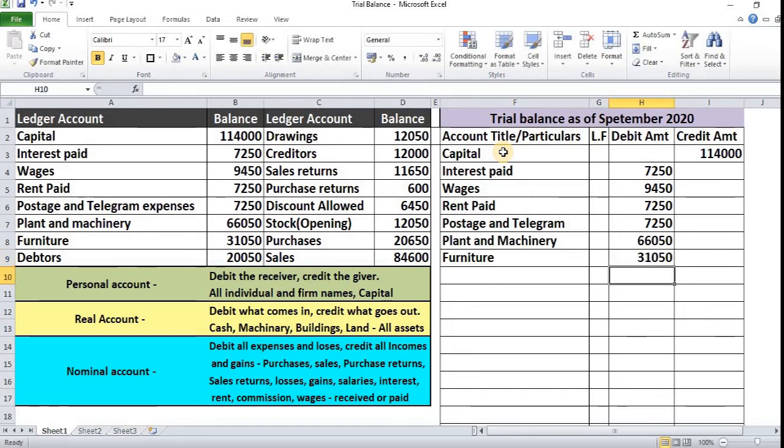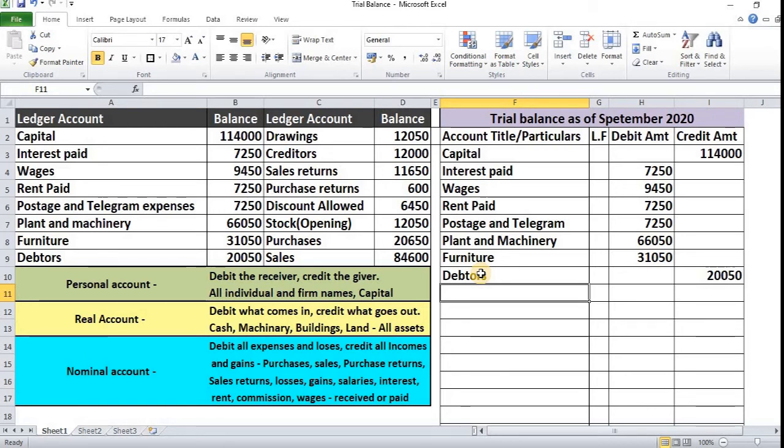Our next account is debtors. Debtors are bills receivables. Bills receivables are gains. So all gains come under nominal account. Nominal account rule says to credit the gains. So we are crediting debtors. So we will mention debtors in the particulars column and 20,050 in the credit amount column.